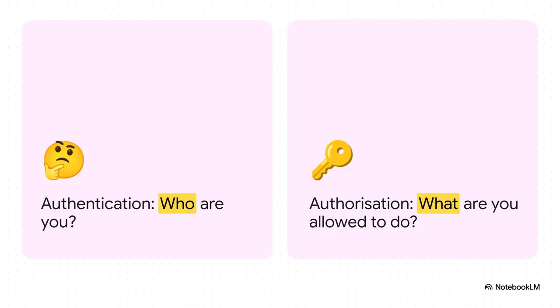Okay, let's strip this down to the bare essentials. Just look at the slide. Authentication asks the question, who are you? Think of it like a bouncer checking your ID at the door. Then, and only then, does authorization ask, okay, now what are you allowed to do? That's your VIP pass. Getting that sequence right is the absolute key.